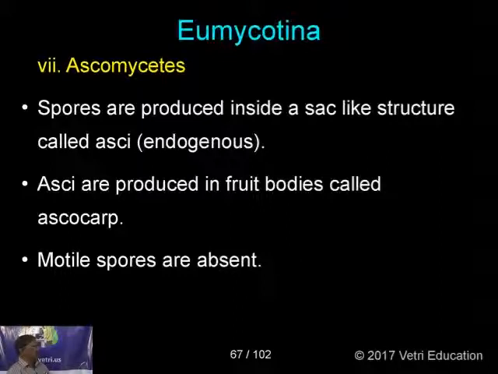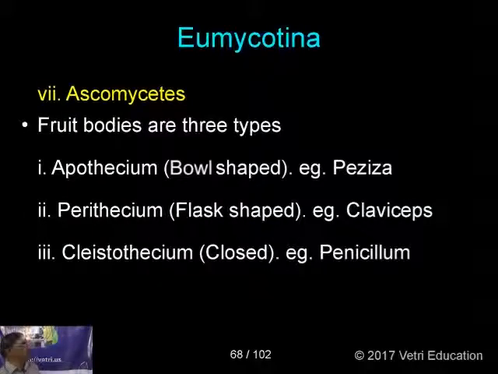In this fruit body, motile spores are absent. The fruit body is developed and has different shapes. You can find different shapes of these fruiting bodies in Ascomycetes. The other day we discussed that one is called the apothecium. It is just like a bowl-like structure. Example, Pezizа. Another is called the perithecium, that is a flask-shaped structure.